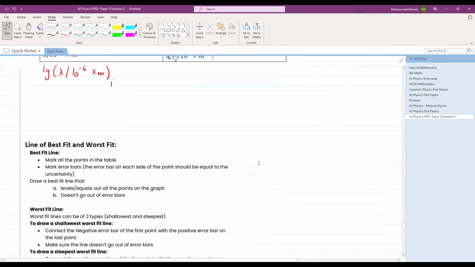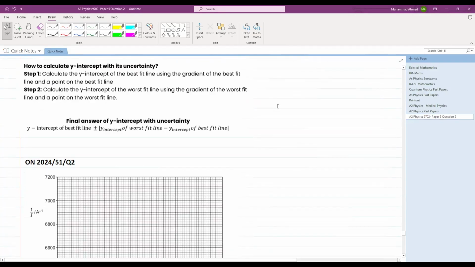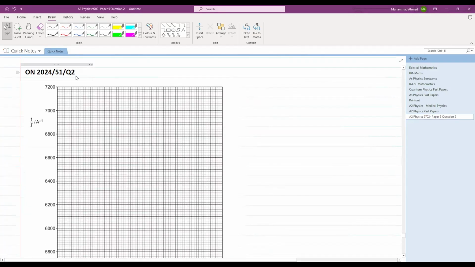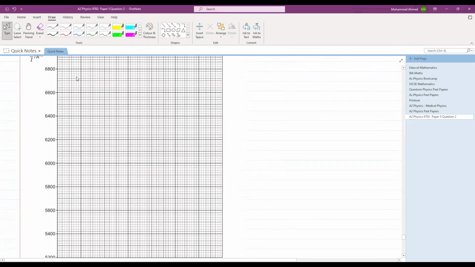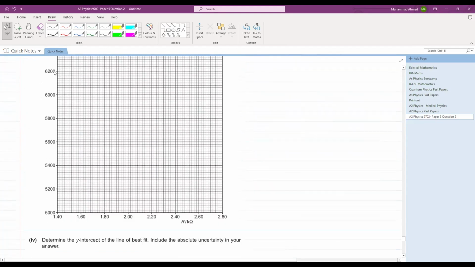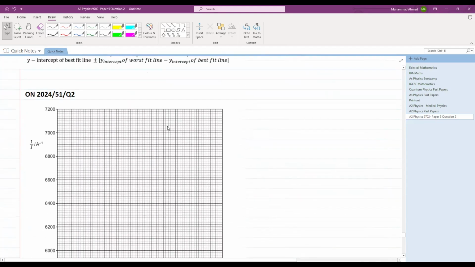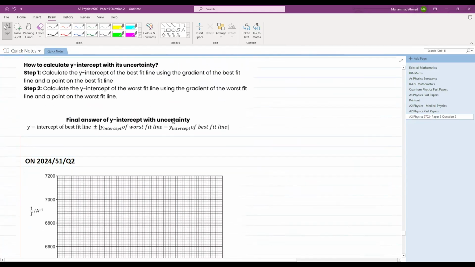Now let's move on to the interesting topic, that is the line of best fit and the line of worst fit. How to draw the lines of best fit and how to draw the lines of worst fit. So let's start with a paper, October November, paper 5 variant 1 question 2. One thing that the examiner does well here is he will already mark the axes. X axis and Y axis will already be marked. You just have to draw the lines of best fit and the lines of worst fit. Let me bring in the values here.